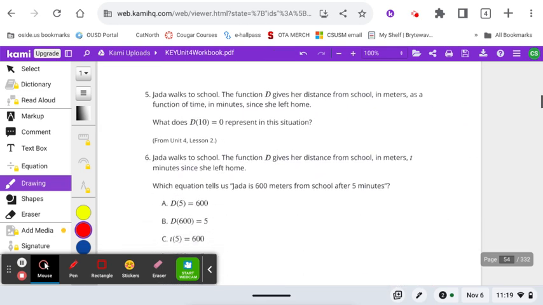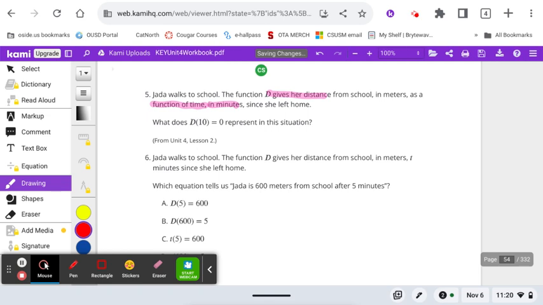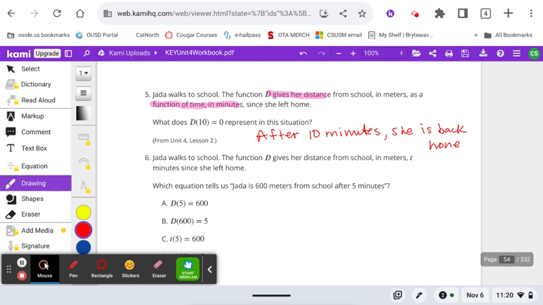that calculation. Jada walks to school. The function D gives her distance from school in meters as a function of time. What does D of 10 equals 0 represent? So one of these is the time in minutes, and one of these is the distance. What do you think? Well, if her distance from home is 0, it means after 10 minutes she is back home.